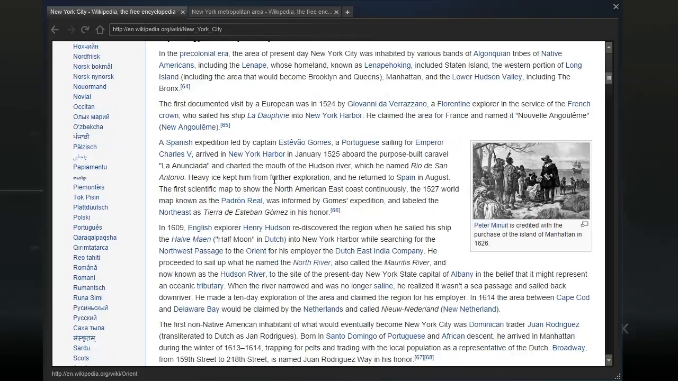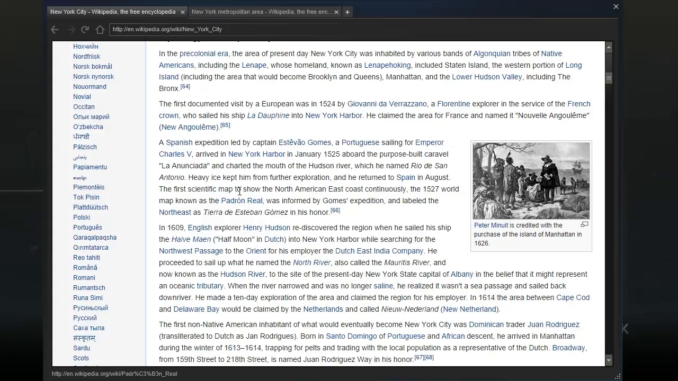A Spanish expedition led by Captain Estevão Gomes, a Portuguese sailing for Emperor Charles V, arrived in New York Harbor in January 1525, so one year later, aboard the purpose-built caravel La Annunciada, and charted the mouth of the Hudson River, which he named Rio de San Antonio. So everyone's just giving names to these places, ignoring the people who came just a year ago and named it something else. Heavy ice kept him from further exploration, and he returned to Spain in August.